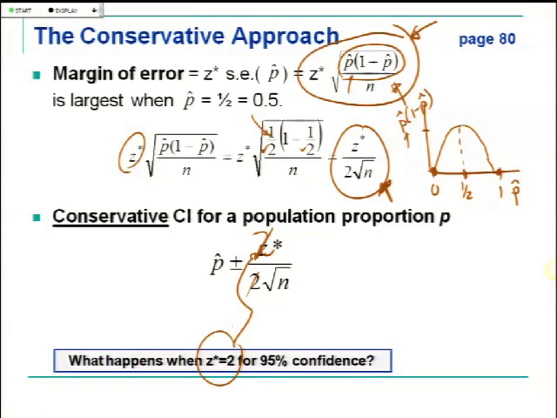1.96 is the exact value. So an approximate conservative 95% margin of error is 1 over square root of n. But that's sometimes easier to remember than the z star and having to put in p hat, 1 minus p hat, and do that more complicated formula.